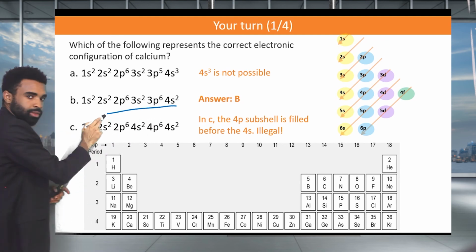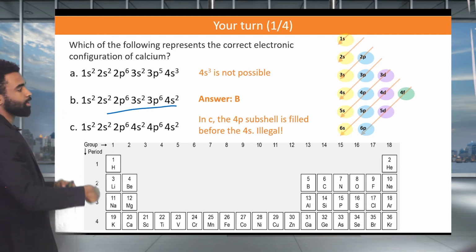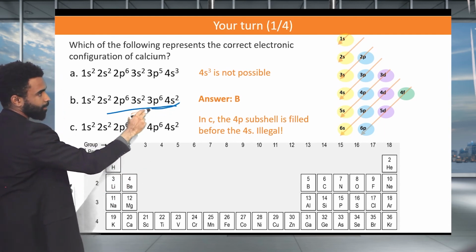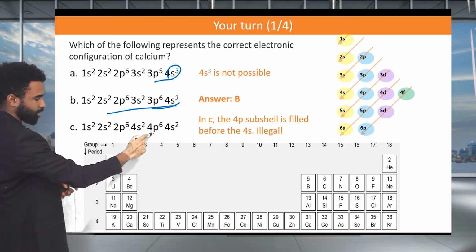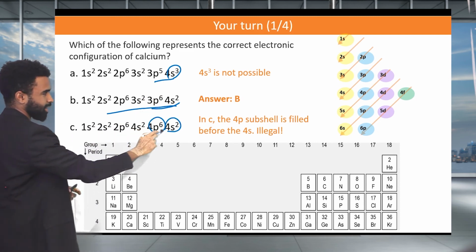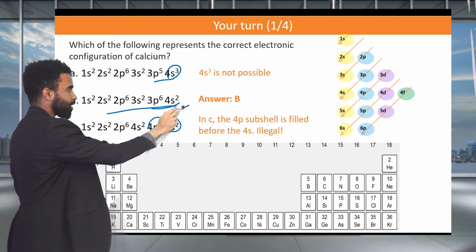So just follow the Aufbau principle. Just add them up, 1s2, 2s2, 2p3, and you'll see that this is the right one. This one is bad. There's too many electrons in the s shell. What's wrong with this one? This one we filled in the 4p before the 4s. It's very, very bad. So that's the only one possible here.